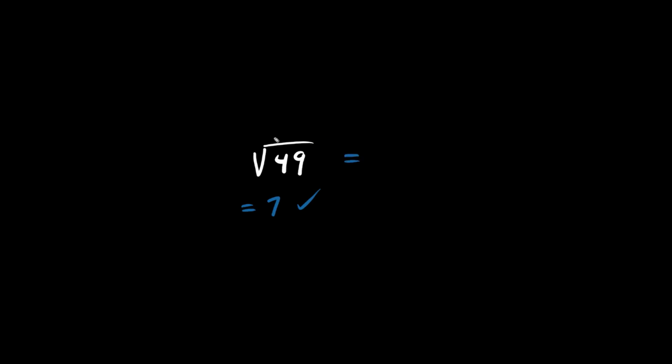Another strange way to think about this is 49 is 7 times 7 times 1. When there are two of the same numbers in this square root radical symbol, we can actually break out. So this becomes 7 times the square root of 1, and the square root of 1 is just 1. So the answer is 7.